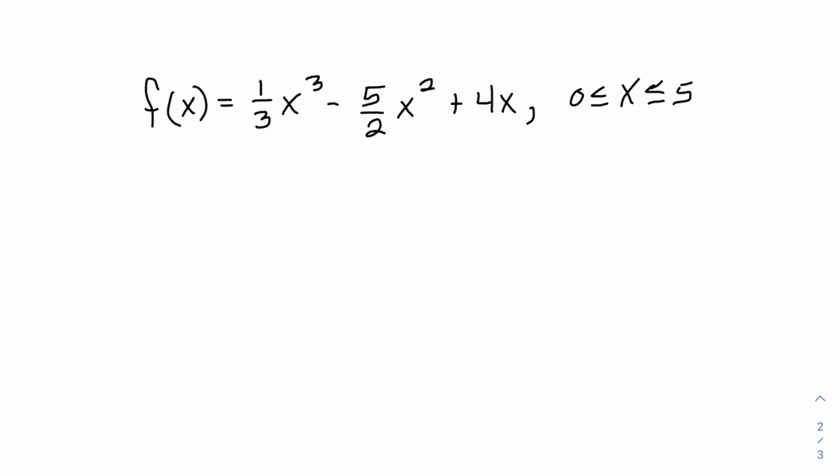So we see f of x equals 1/3 x cubed minus 5/2 x squared plus 4x. And they're asking us to evaluate this function across the interval where x is between 0 and 5. So let's take a look at how that's going to work in terms of finding those extrema.